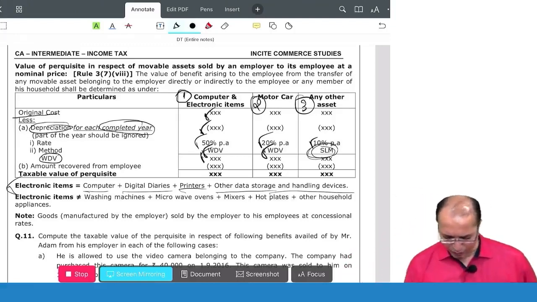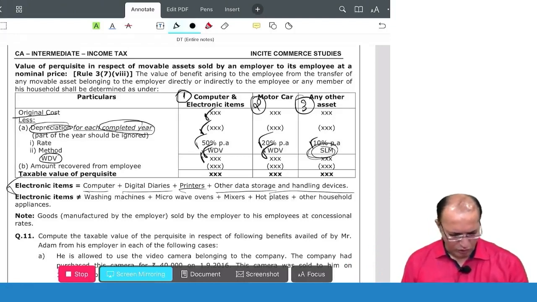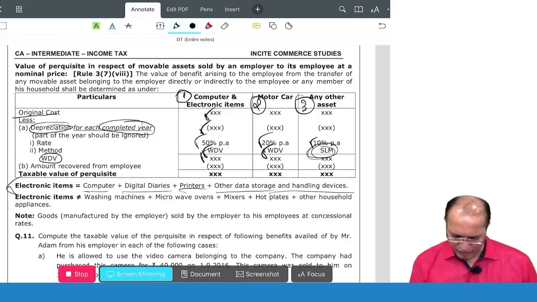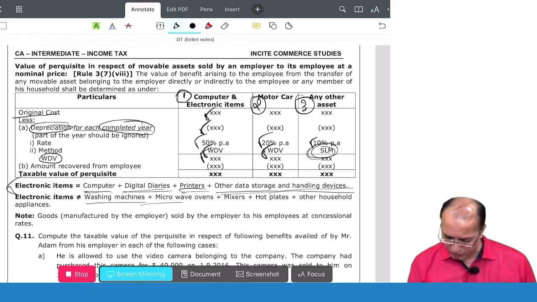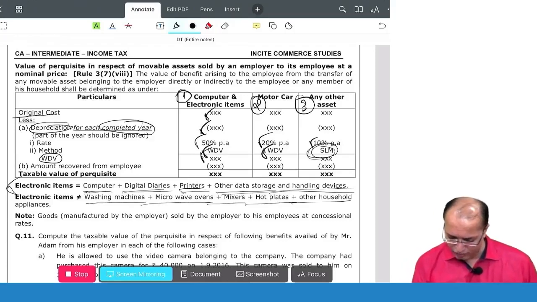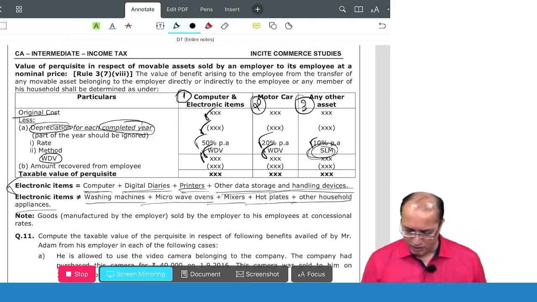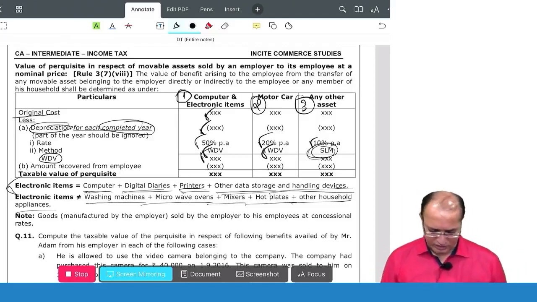Now let's move on to the last 2 points here. Number one, what do you mean by electronic items? Electronic items will include computer, digital diaries, printer, other data storage and handling devices. All these are related to computers only. But washing machine, microwave oven, mixer, hot plate, other household utensils like refrigerator, washing machine, television, all these things are not considered as electronic items. They will fall into the third category, that is any other asset.